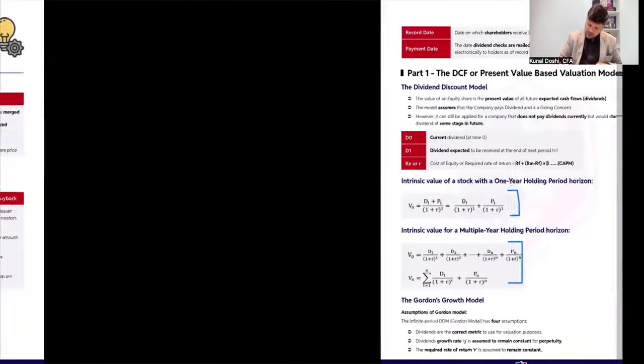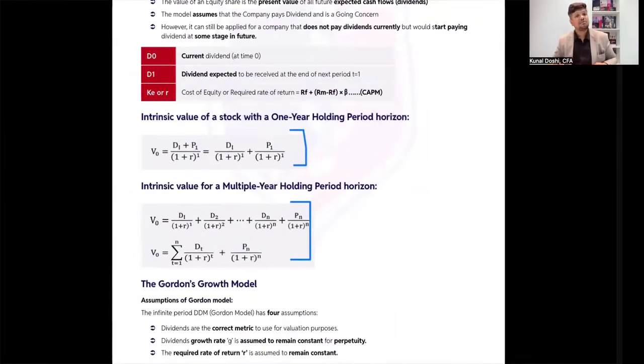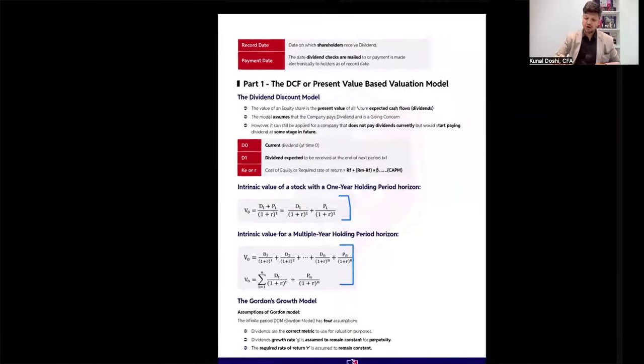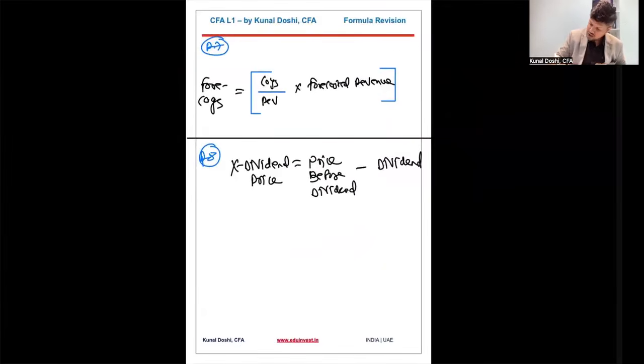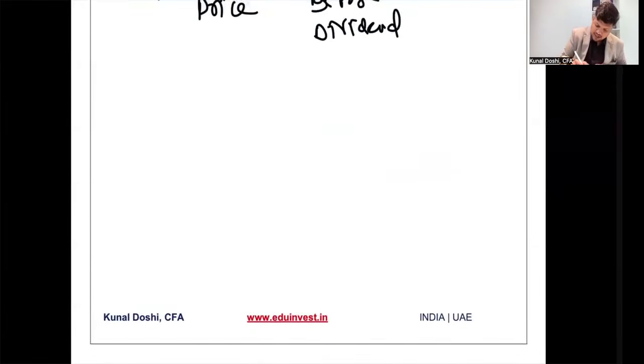Now, the rest of the topic is about the three models. DCF model, right? Then the second model is multiples, relative valuation, and the third is the asset-based model. I hope everyone is aware and ready. I will write down on a new page. First, I will write down the three models. Everyone knows the three models.